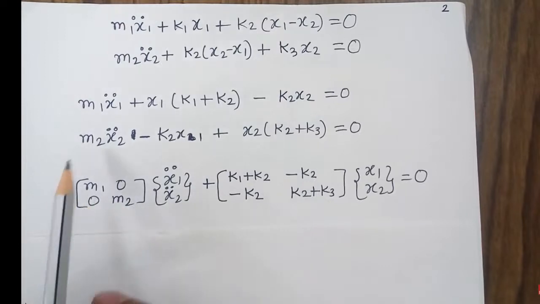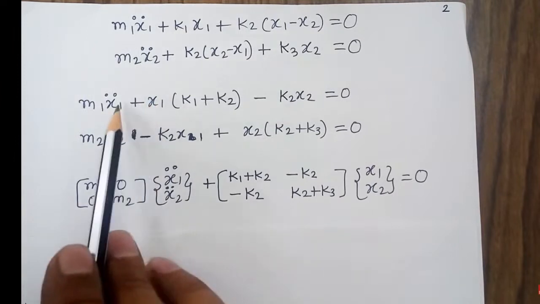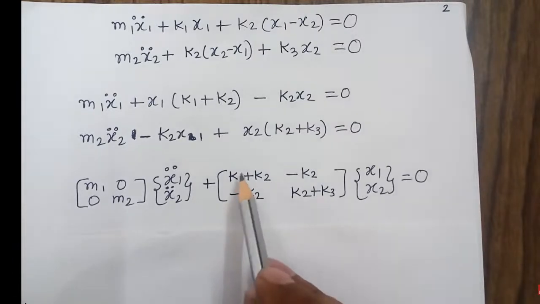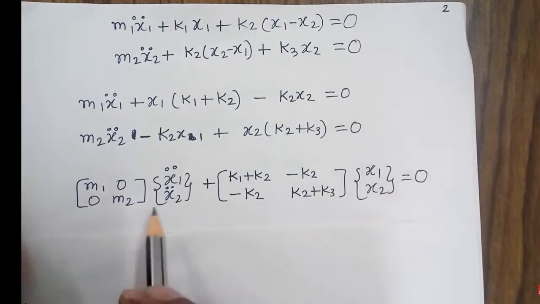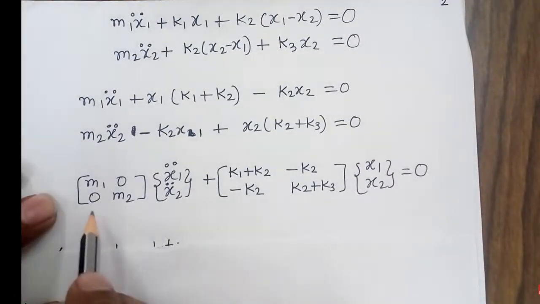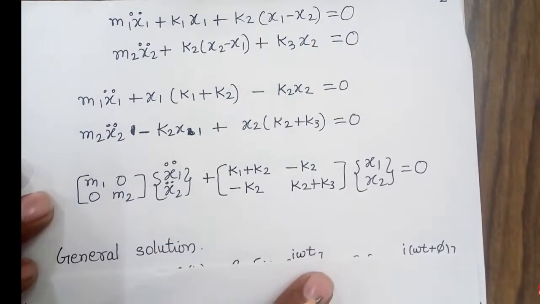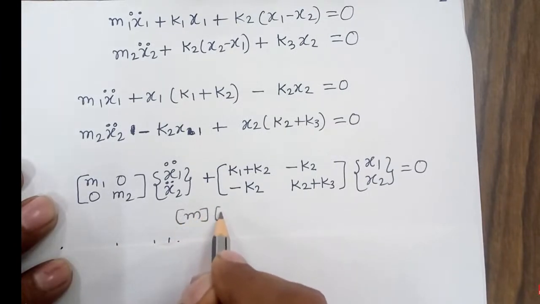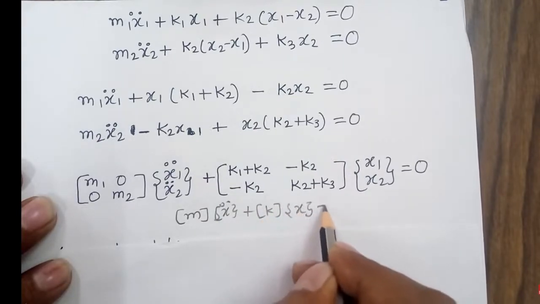So you can see here that I have considered the mass m1 and m2 in one matrix. This x1 double dot and x2 double dot is an acceleration vector. This is all my stiffness terms, and this is my displacement term. So this is a standard approach to write the equation of motion in the matrix form, and it can also be written as the mass matrix with an acceleration vector plus the stiffness matrix with a displacement vector.